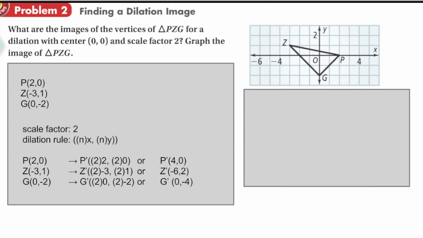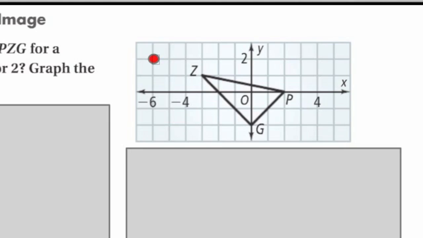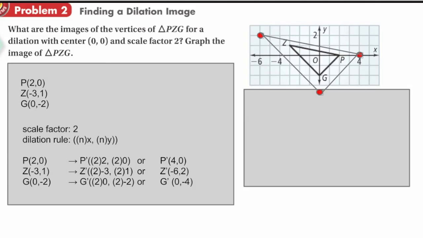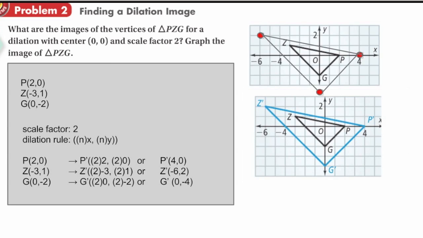So let's see which points they are in, and let's see what triangle it creates. Now let's check the answer. Yes, it is the correct dilation. We're using the dilation rule, and it is twice the size because the scale factor is 2, as you can see. The newly created image is named P prime, Z prime, and G prime.